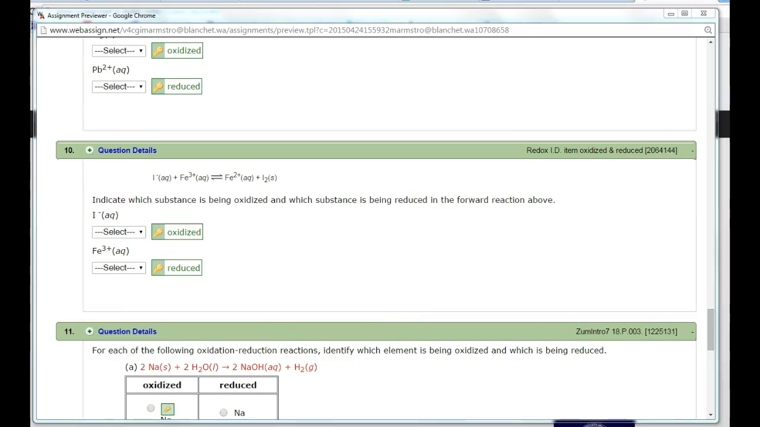I- went from a 1- to a 0, so the number got bigger. And here I have an issue, so I move on to the iron. Iron went from a 3+ to a 2+. The number got smaller, so that's a gain of electrons. Gain of electrons is reduction, so Fe was reduced. Back to the I that I was having issues with. I went from a 1- to a 0, so it's actually getting bigger, which means you're losing electrons, and loss of electrons is oxidation.